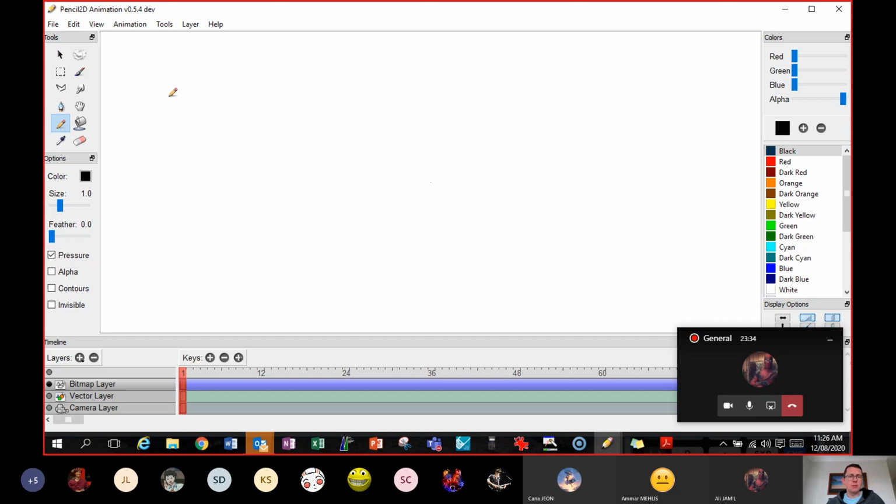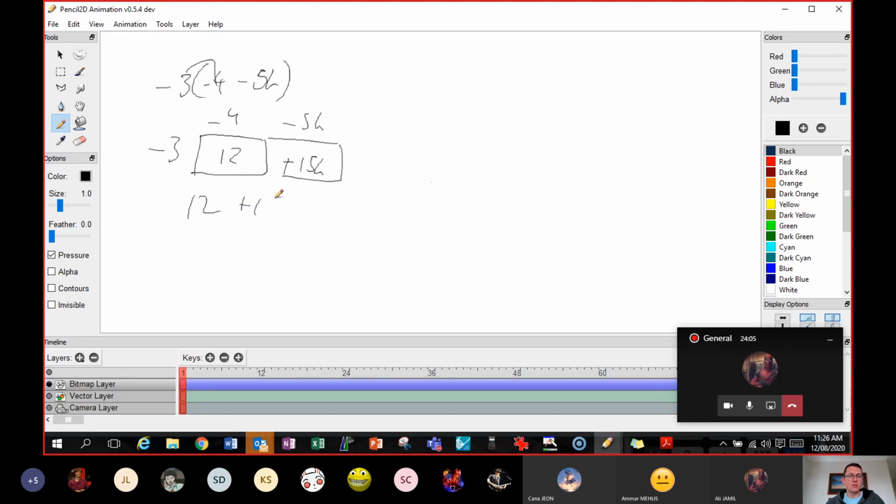So when we're expanding, notice if you've got negative numbers, the same thing can apply. If you've got like negative 3 times 4 minus 5b. Negative 3 times 4 would give you negative 12. Negative 3 times negative 5b would give you positive 15b. So the answer for that would be negative 12 plus 15b. So just be careful with your positives and negatives.